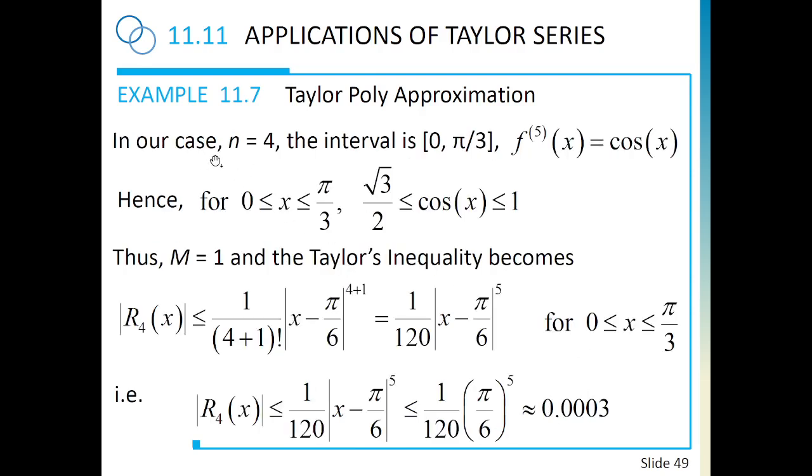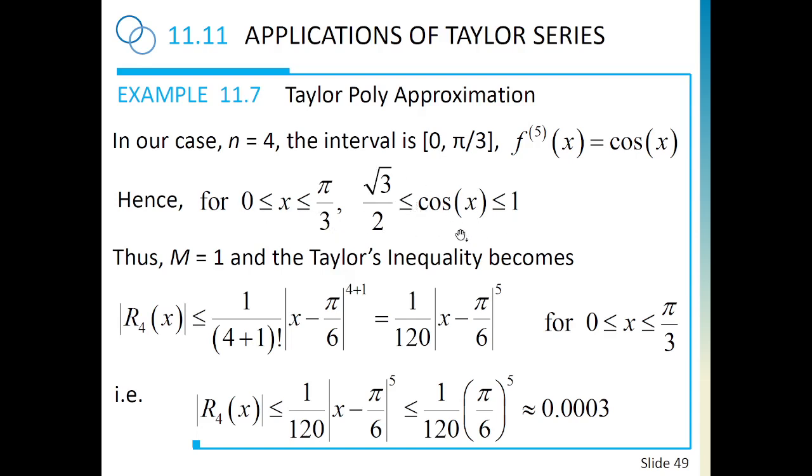So we have our polynomial degree 4, so n is 4, the interval is 0 to pi over 3, so the fifth derivative will be used in order to estimate the error. The fifth derivative is cosine, and since x lives in 0 to pi over 3, we can compute a couple of values and see that cosine varies between radical 3 over 2 and 1 in the interval 0 to pi over 3.